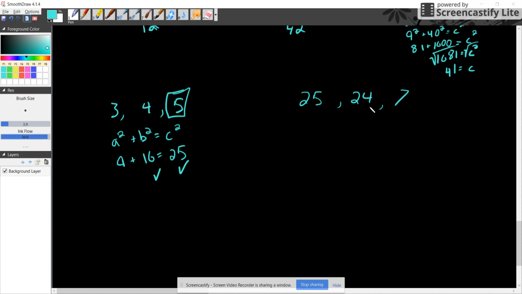24, 7, and 25, which is my c? So we're going to say it's going to be c. 24 squared is 576. 7 squared is 49. And 25 squared is 625. Is this true? 576 plus 49 is indeed 625.